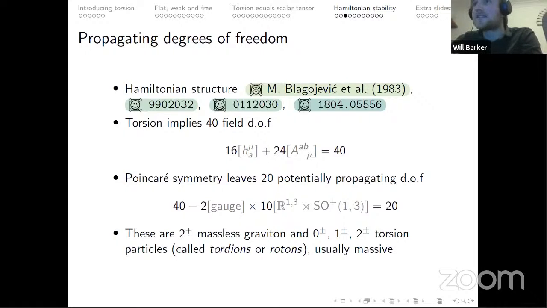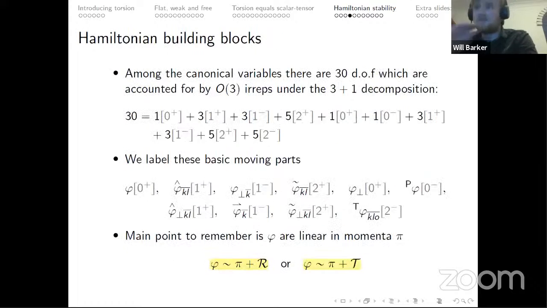And those 18 are distributed amongst extra particles that we might expect to occur. And those particles can be scalars, vectors, or tensors with positive or negative parity. So if you add up the multiplicities of all of these particles, it's 20. And these extra particles that occur only when you include torsion in the theory, these things are called tordions or brotons. So when you're actually performing the Hamiltonian analysis, basically you end up with these 30 fundamental degrees of freedom at the level of the fields, which you would then break down into all of these irreducible components.